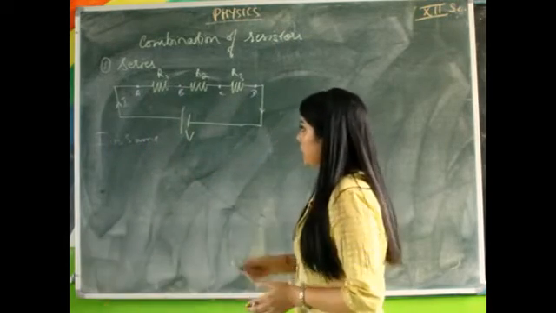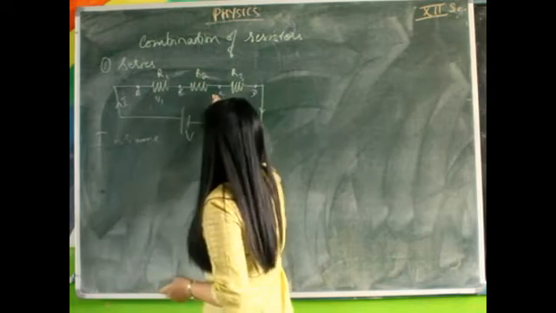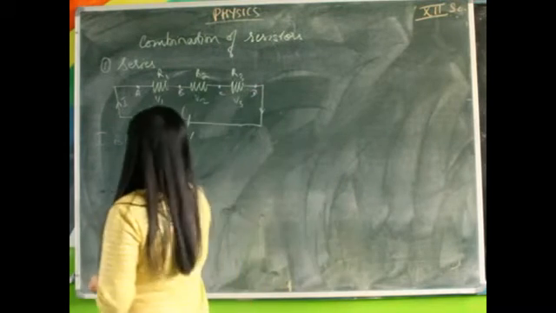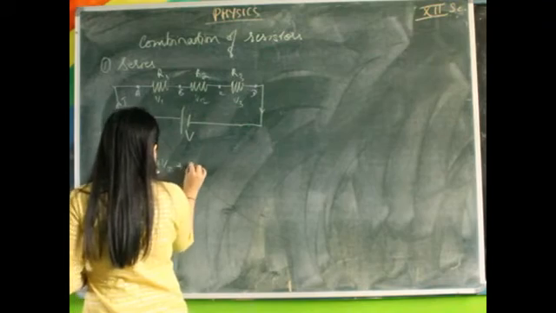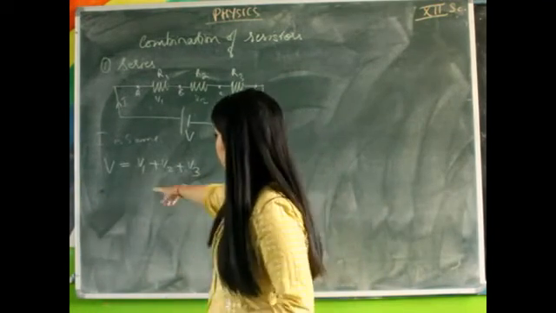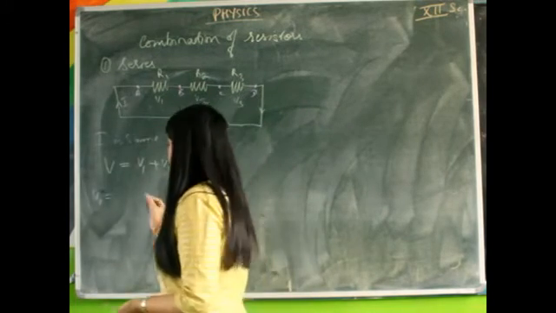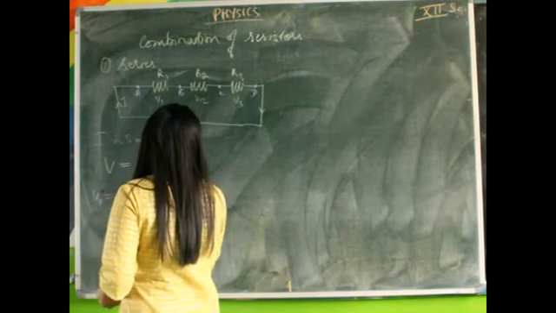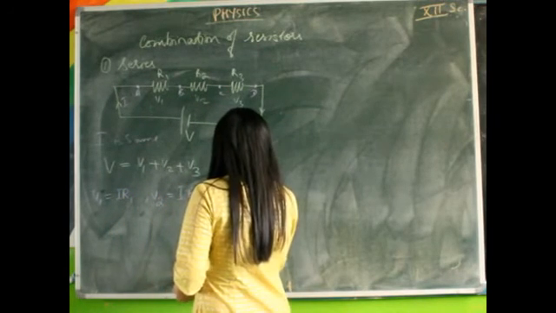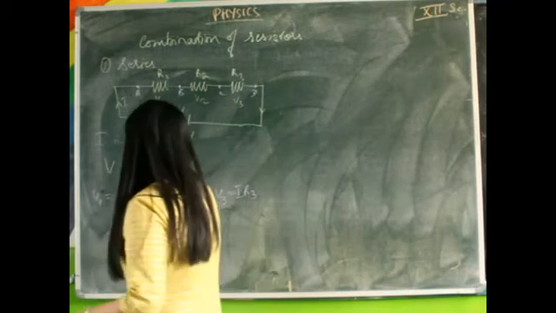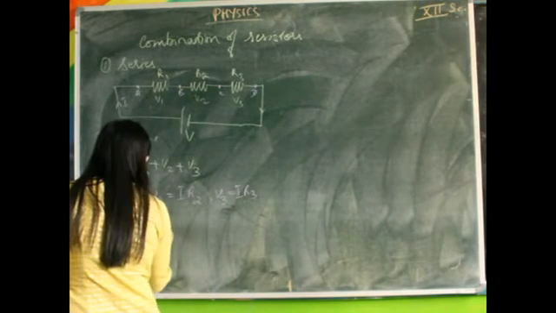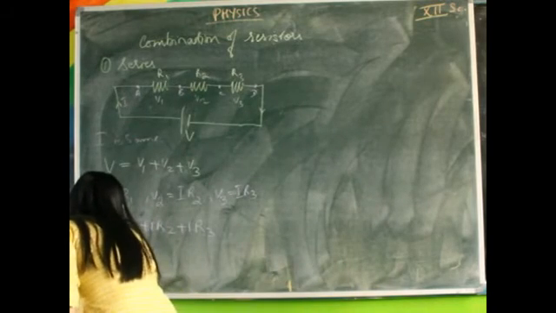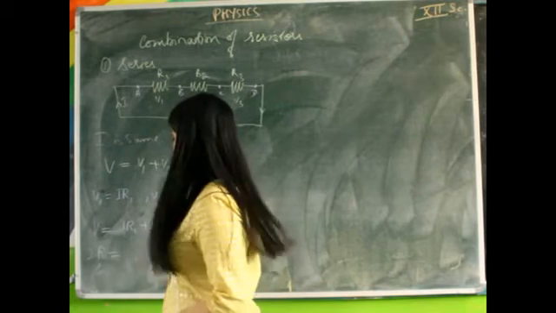Now potential. Across the first resistor the potential will be V1, between the next two points it will be V2, and between the last it will be V3. But the total potential is provided by the battery, that is V. So V is equal to V1 plus V2 plus V3. To find the resistance, we will see what V1 is. From Ohm's law, V1 is equal to I into R1. Current will be the same throughout, so I write it as I. V2 will be I R2 and V3 will be I R3. Putting the values of V1, V2, V3 in this equation, V is equal to I R1 plus I R2 plus I R3. Now V is I into R. This R is known as the equivalent resistance or the total resistance in the circuit.